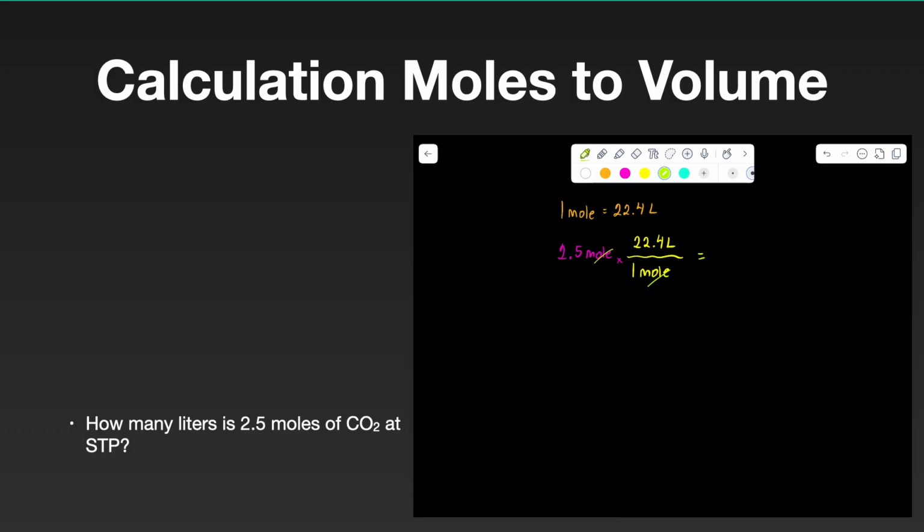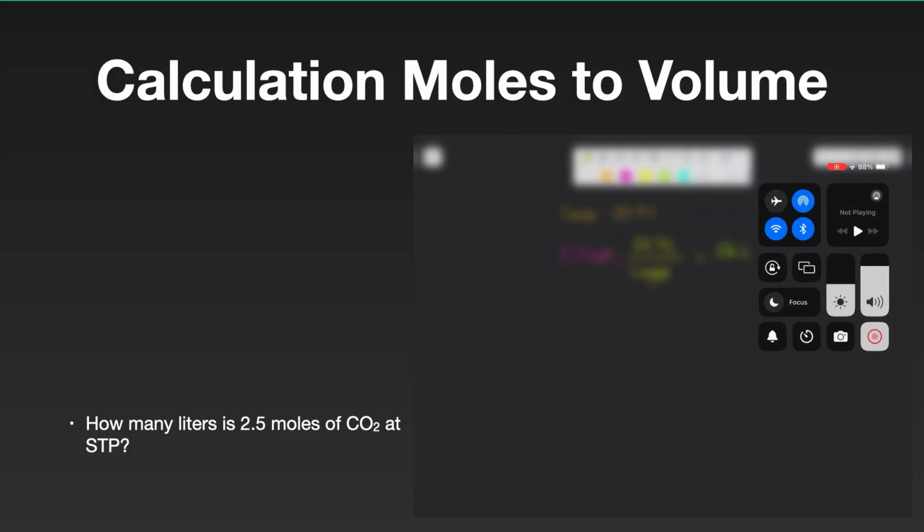So on our calculator, you're going to take 2.5, multiply by 22.4, and I get 56 liters here on my calculator.